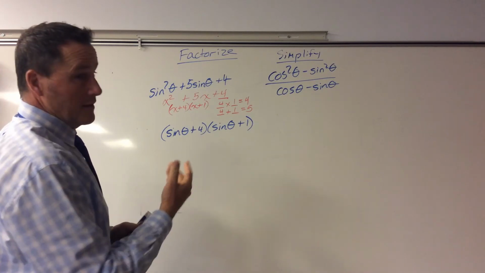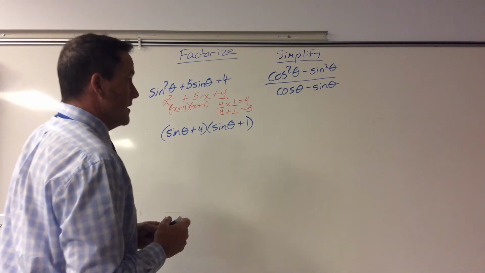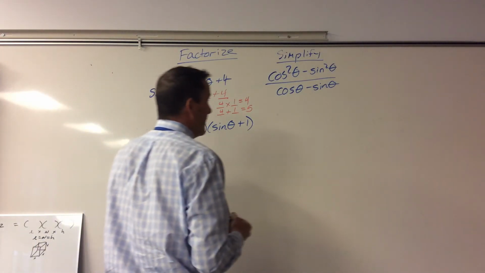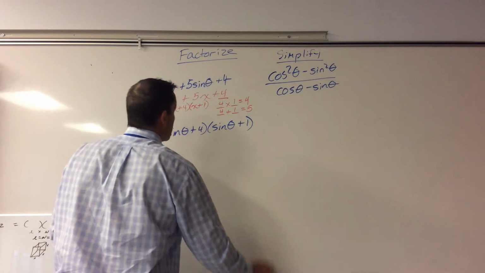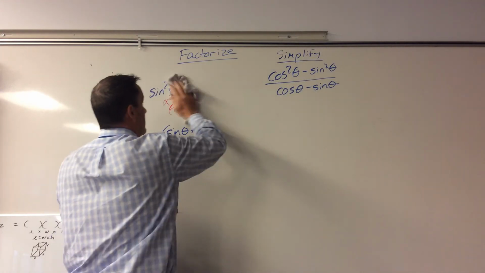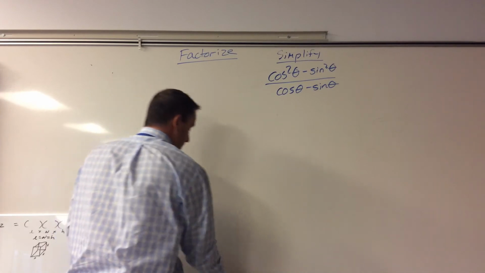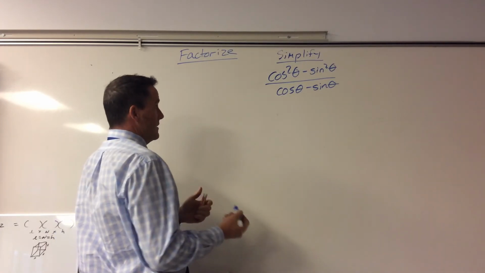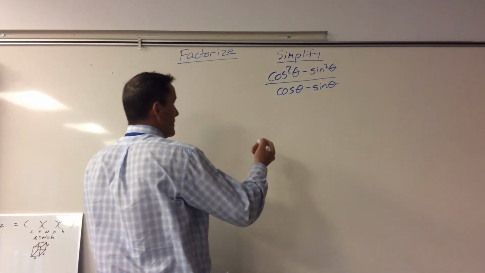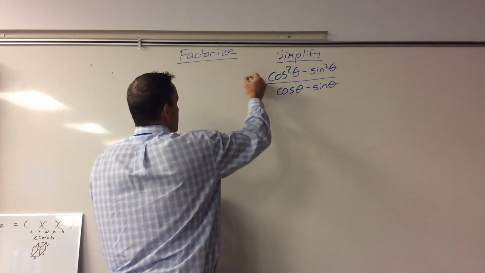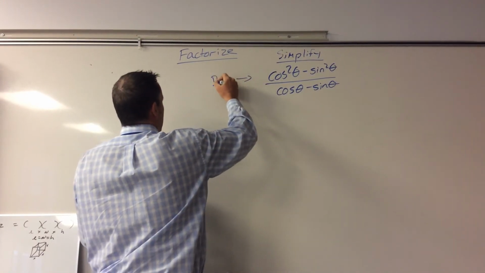and in the future it'll help us when we're dealing with something like the next question. Cosine squared theta minus sine squared theta. We know that's a difference of squares. So we're going to simplify this by trying to get rid of things. That's the whole idea of simplification. That's what it actually means. So this is a difference of squares.